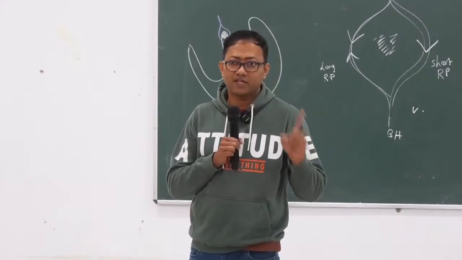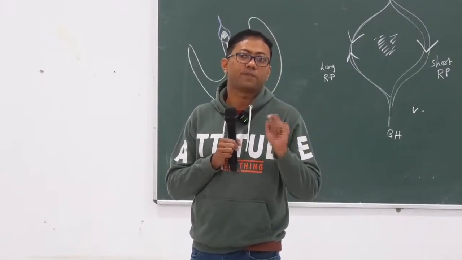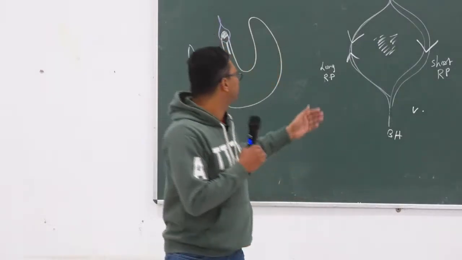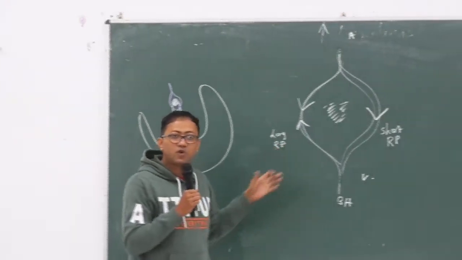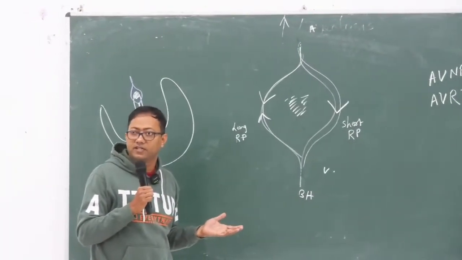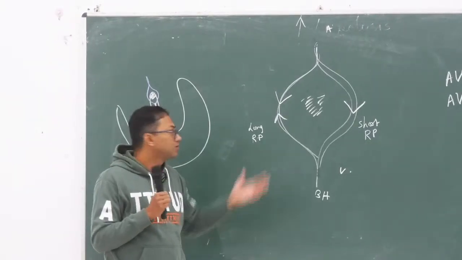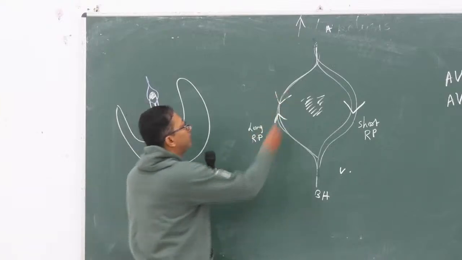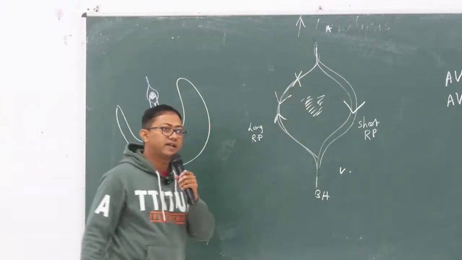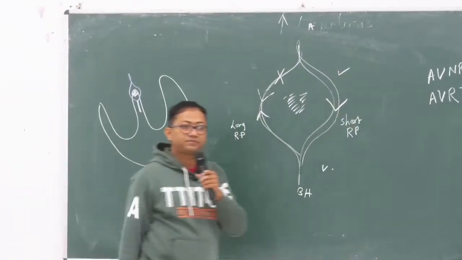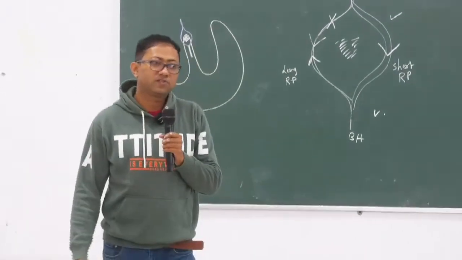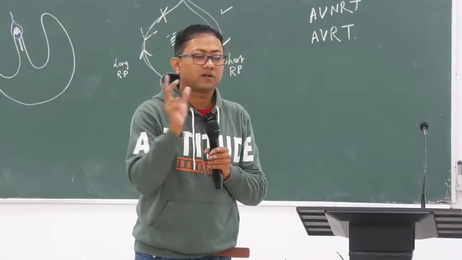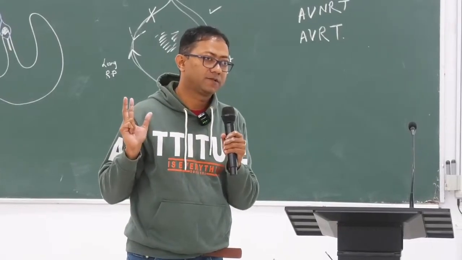So the action potential will first travel through the slow pathway, which has a short refractory period, because it is open, it is accepting impulses. The pathway with the long refractory period is not accepting any impulse because it is in its refractory period. So this pathway is not accepting the action potential right now, but this pathway is accepting. During the refractory period, the conduction pathway will not accept any impulse.